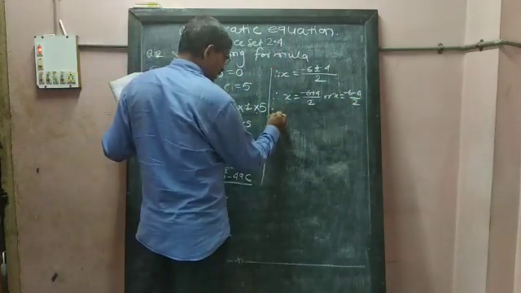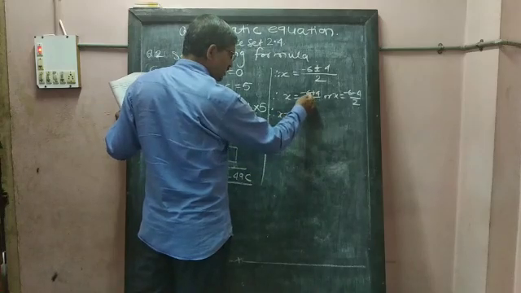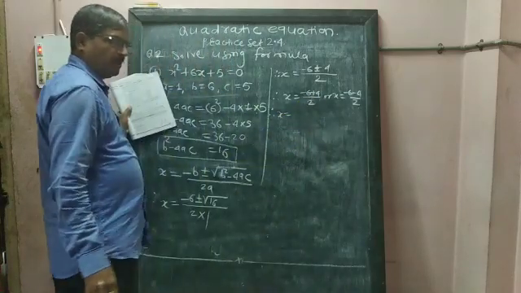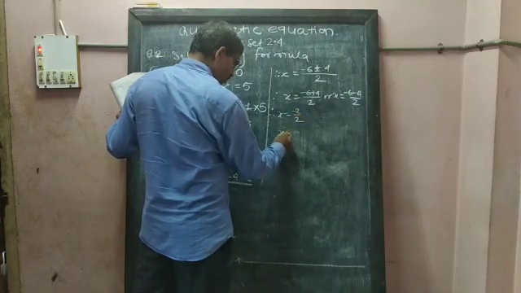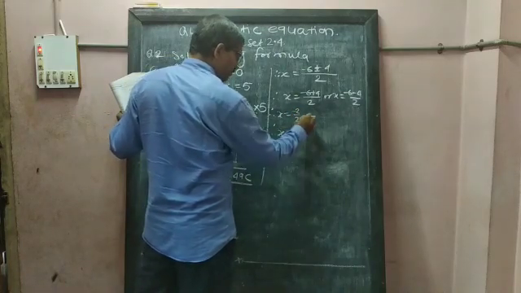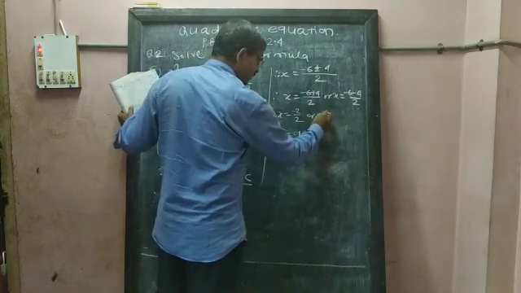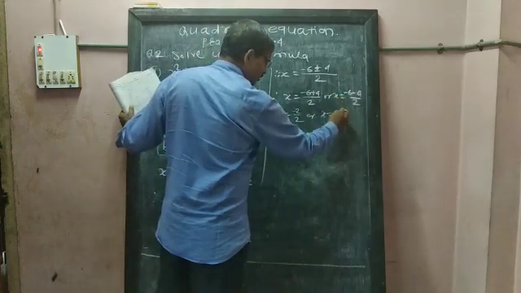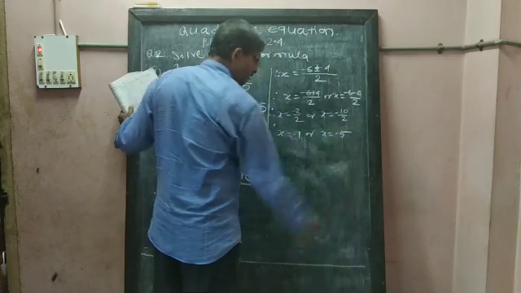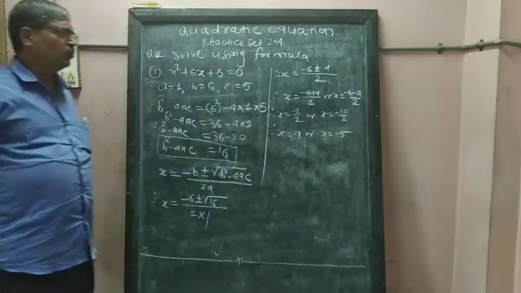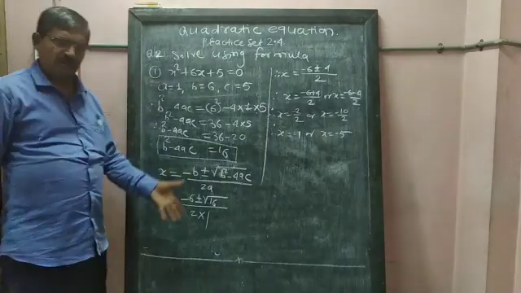Thus, x is equal to minus 6 plus 4. Minus 6 plus 4 will be minus 2 upon 2. What will you get? Minus 1. And x is equal to minus 6 minus 4 means minus 10 upon 2. X is equal to minus 5. Therefore, this is the solution by formula method.